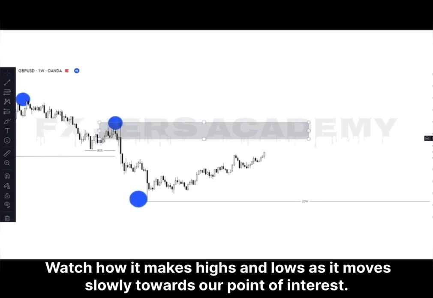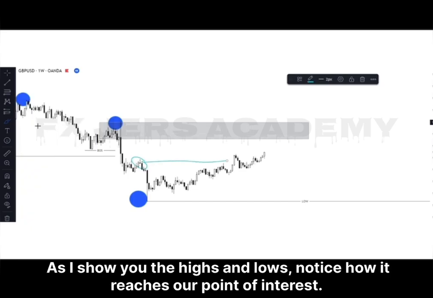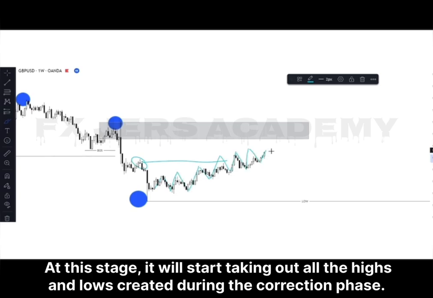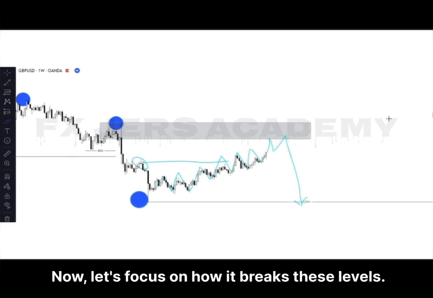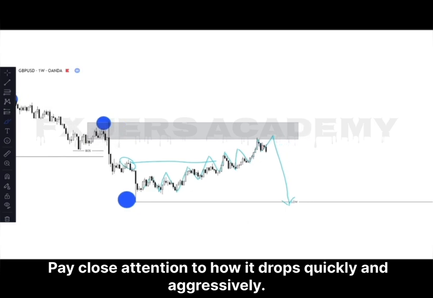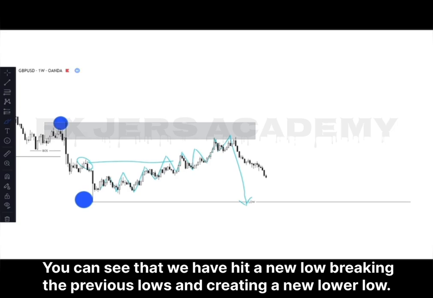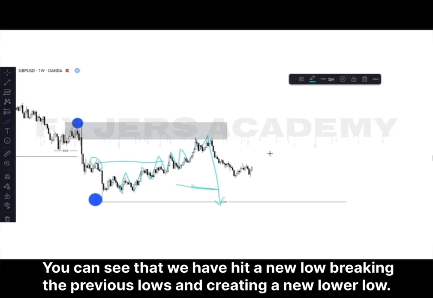Watch how it makes highs and lows as it moves slowly towards our point of interest. See how it broke the previous high and then continued to rise slowly. As I show you the highs and lows, notice how it reaches our point of interest. At this stage, it will start taking out all the highs and lows created during the correction phase. Now, let's focus on how it breaks these levels. Pay close attention to how it drops quickly and aggressively. You can see that we have hit a new low, breaking the previous lows and creating a new lower low.